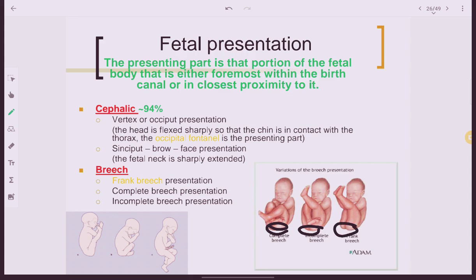Okay? So the most common presentation is cephalic. Vertex or occiput presentation: the head is flexed sharply so that the chin is in contact with the thorax. The occipital fontanelle is the presenting part. In frank breech presentation, complete breech presentation, and incomplete breech presentation, the pelvic region is in contact.